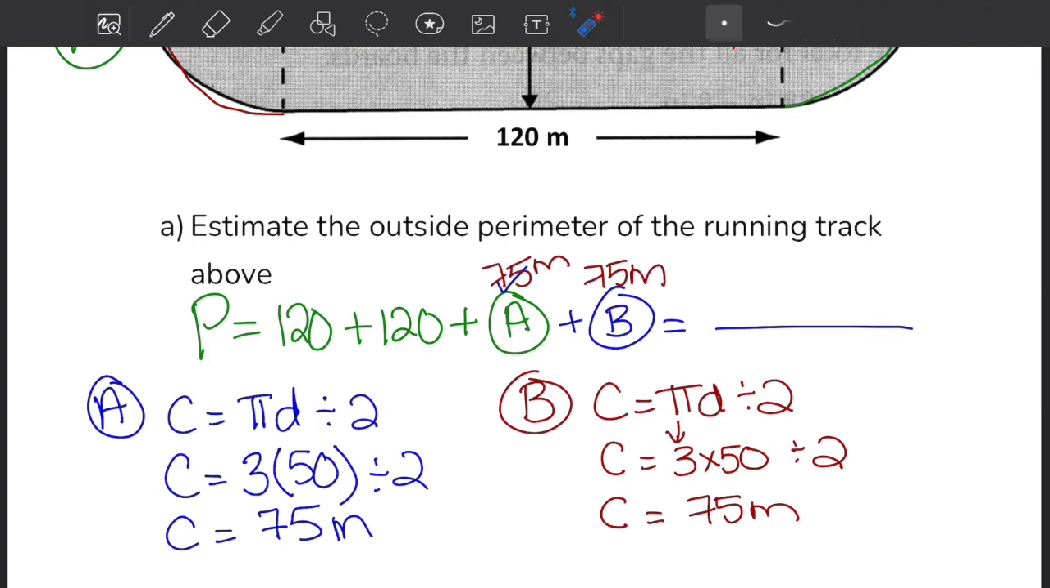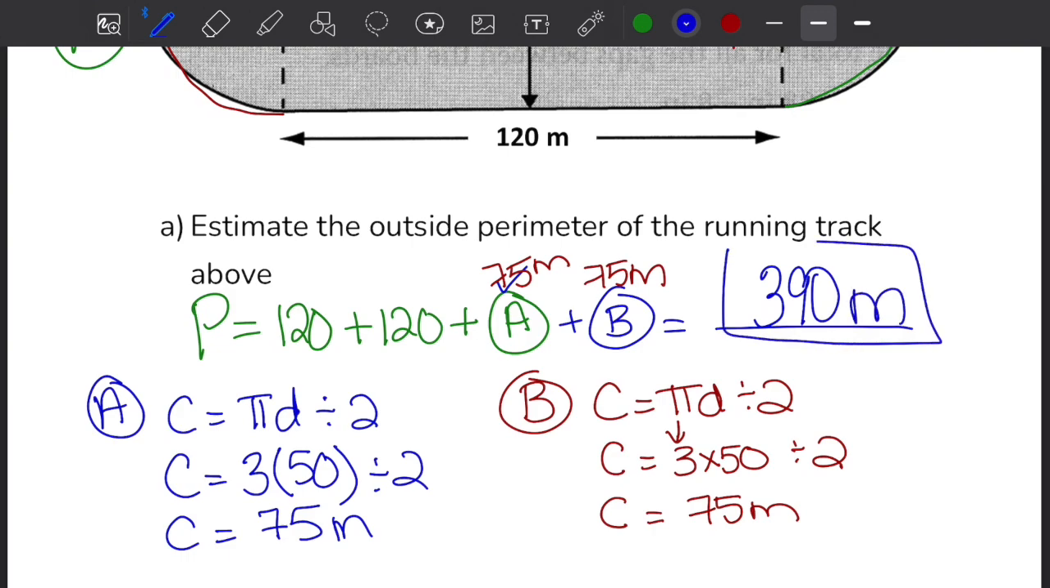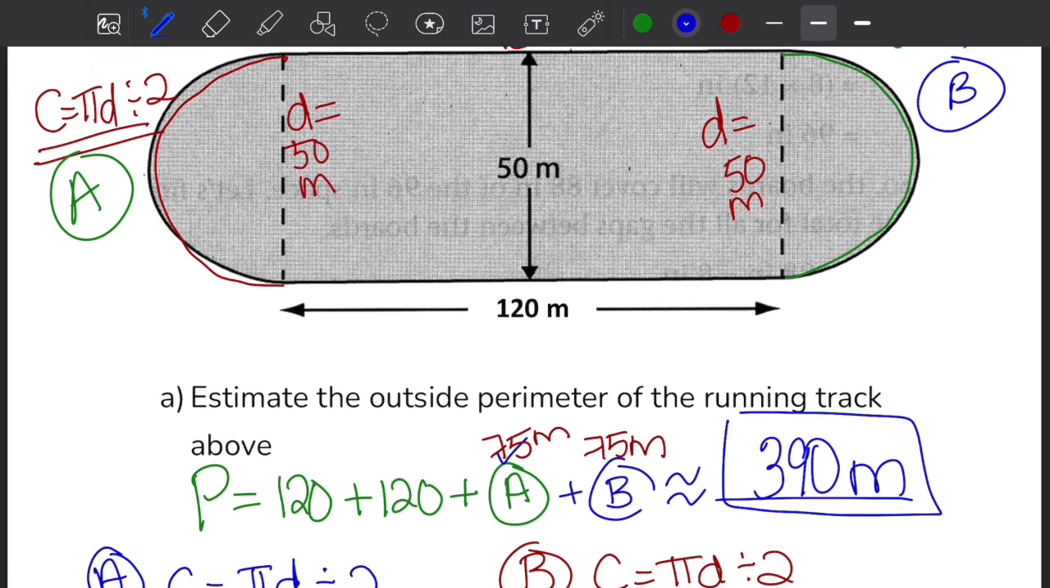Now, go ahead and add all of these up on your calculator. So 120 plus 120 plus 75 plus 75, and you should get 390 meters. That is the estimate. So I'm going to put the estimation sign, not equal sign. That is the estimate of the perimeter of the running track.